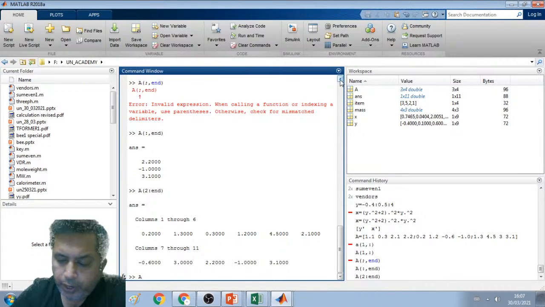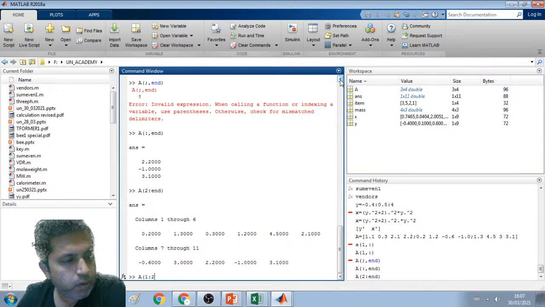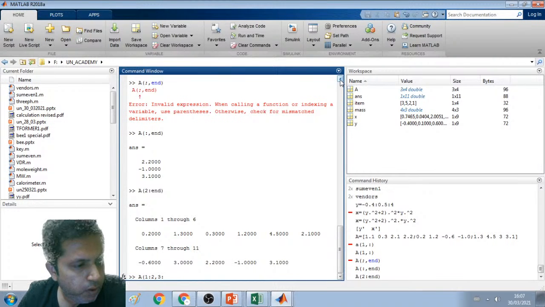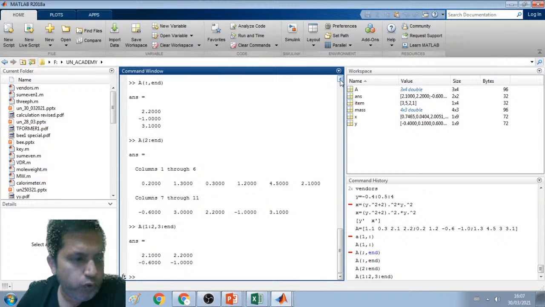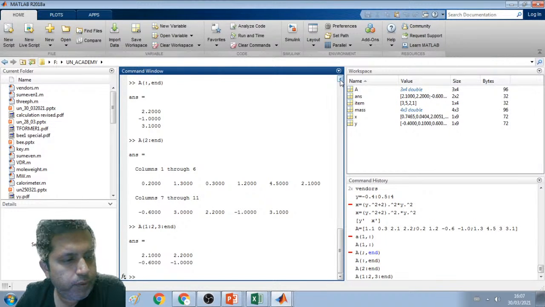Next you want to find out A of A colon 3 colon and A1 colon 2 3 colon and. So 4 values you will get.